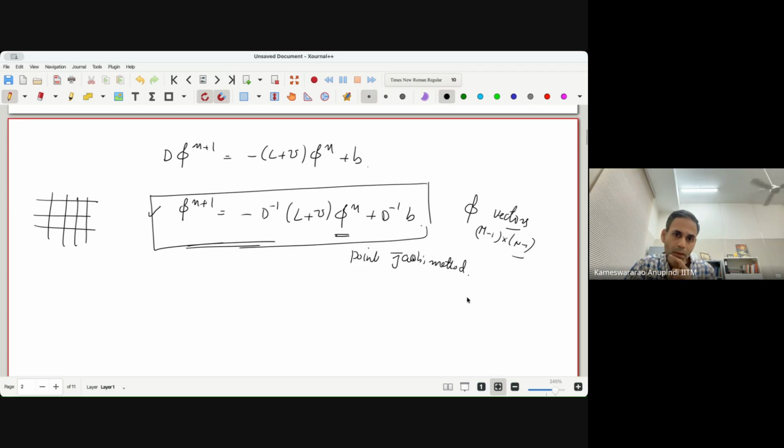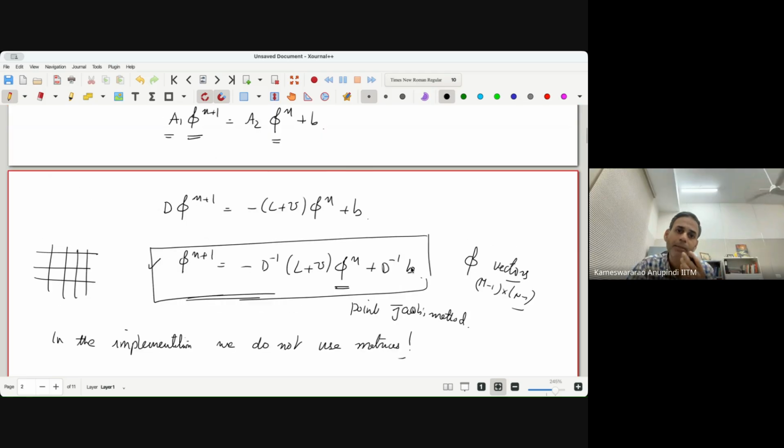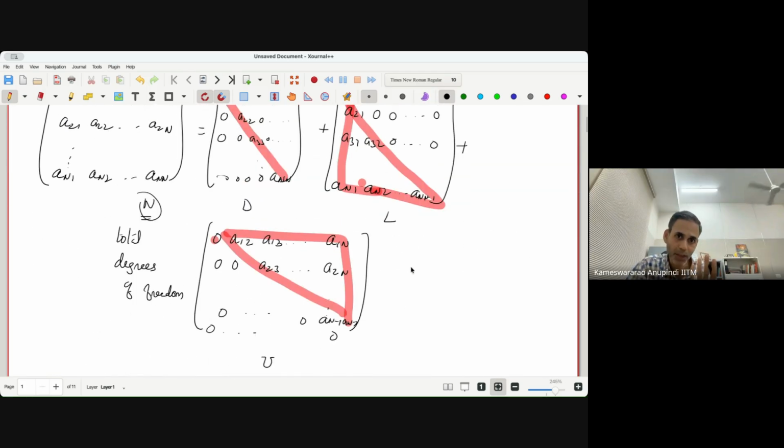But what we realize is that in the implementation we are not going to implement it this way. We are not going to work with matrices. In the implementation we do not use matrices. That is good, because that's going to make it very easy to understand. So how are we going to actually implement it?